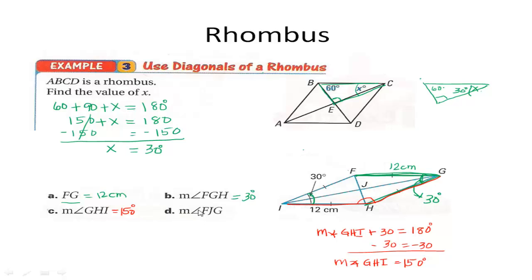For letter D, the measure of angle FJG, that's this angle here. It helps to trace it, that way it's easier to locate that angle. So we're talking about this angle that the diagonals make when they intersect, and we know that from the property we just learned about rhombuses. We said that the diagonals are perpendicular, so that means that this angle there is 90 degrees. Okay, and there you have that example for rhombuses.